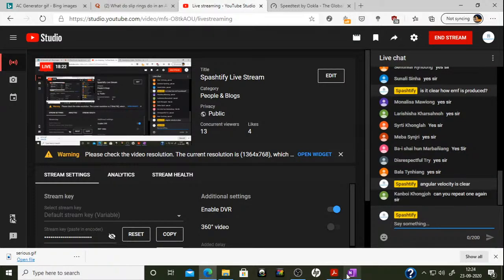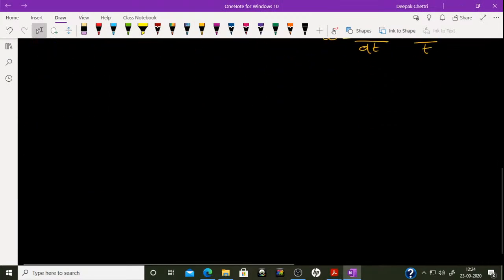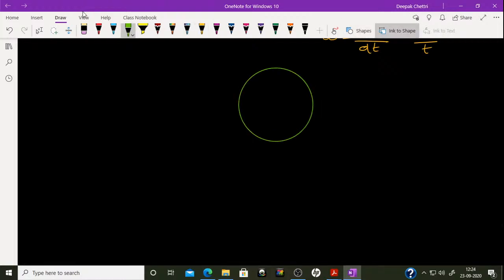Okay, so I'll just explain angular velocity once again. Suppose I have a circle, and this is the center of the circle. Suppose I have an object here, and this object is moving on the circumference of the circle. In this case I will not talk about distance, I will talk about angular distance. That means how much angle is it covering in how much time, and that will give me angular velocity.